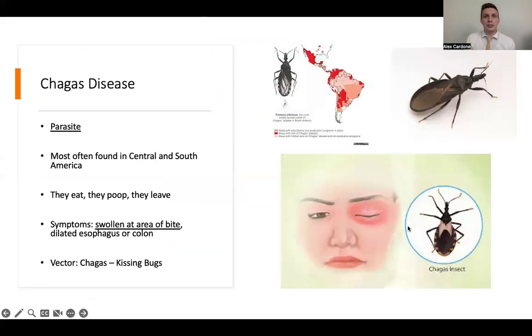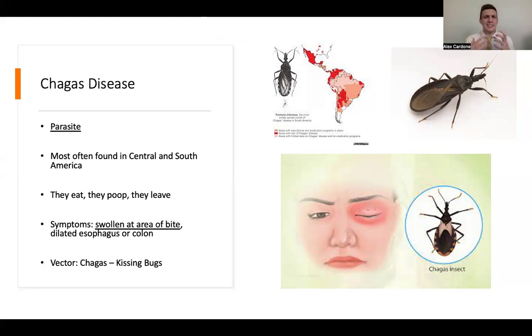Next, we'll go into Chagas disease. One of the unique attributes with Chagas is a parasite that actually lives inside of the Chagas insect. So right there are some pictures. Most commonly, Chagas can be found in Central America and South America. A few different locations in the U.S. you could find this, but it's predominantly in Central and Southern America.